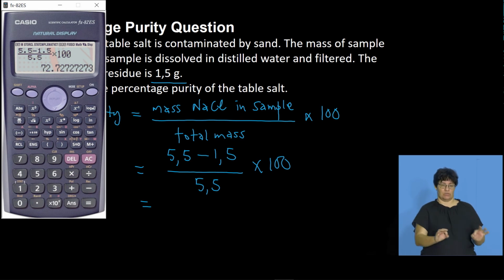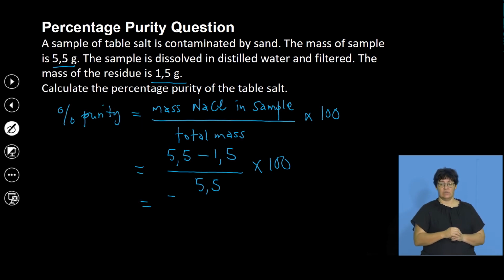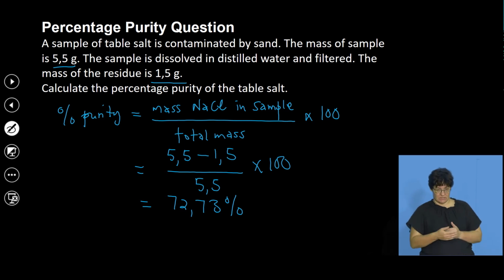So the percentage purity of table salt is 72.73%. Now, always leave your answer to 2 decimal places unless otherwise specified.